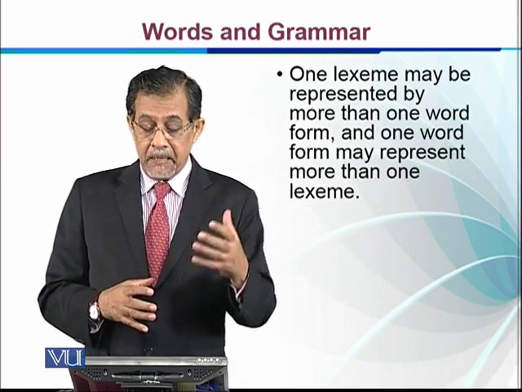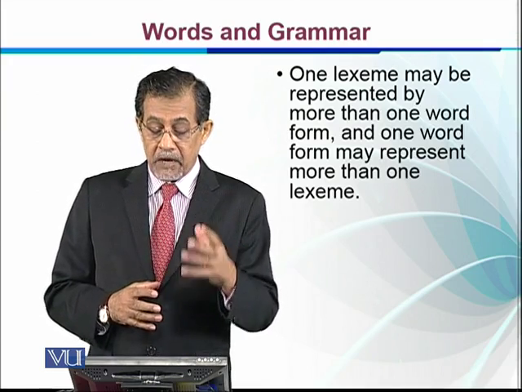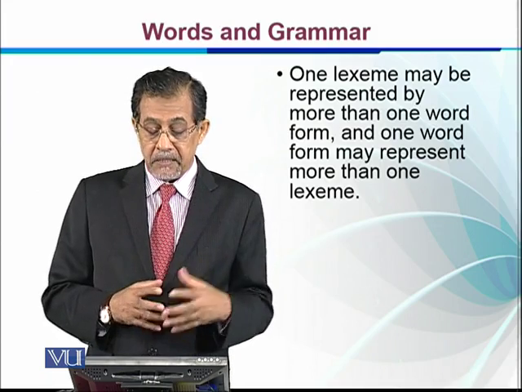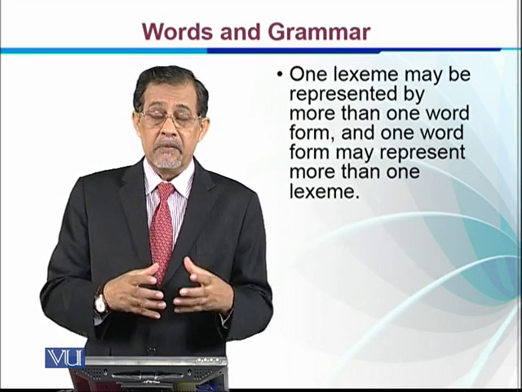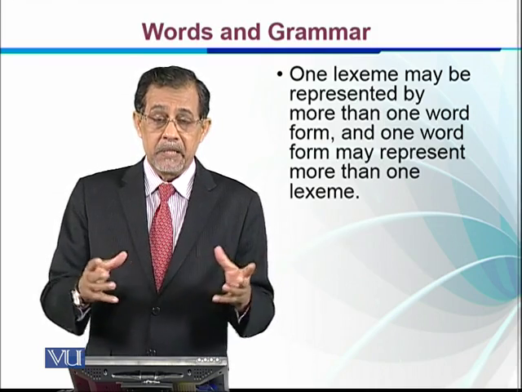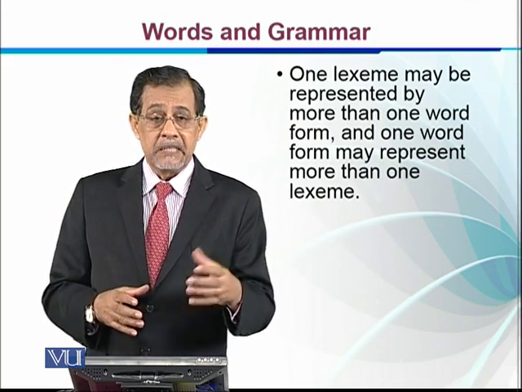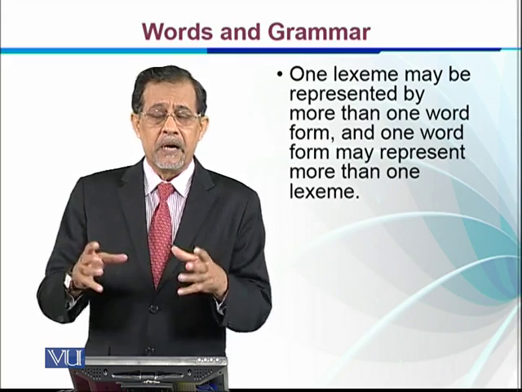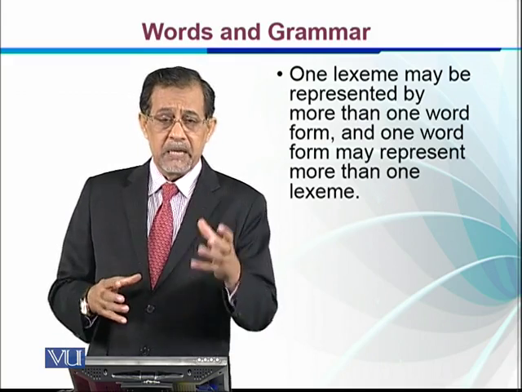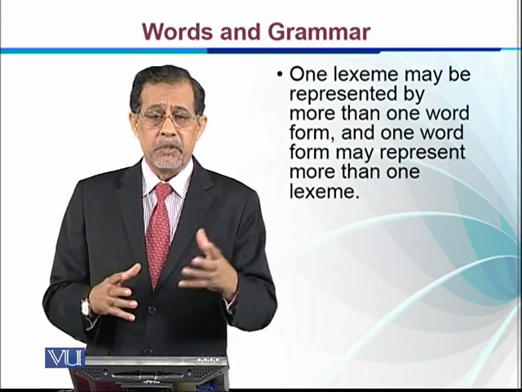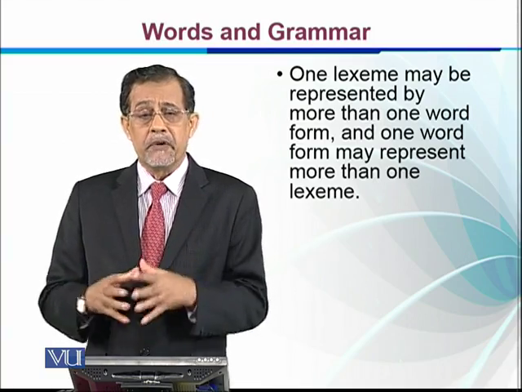One lexeme may be represented by more than one word form, and one word form may be represented by more than one lexeme. In case of row, you have seen that the word is the same, but they are two different lexemes. And we have seen that perform is the lexeme and perform, performs, performed are its word forms. So this is something about the grammar of the words. How do we know that a certain word is a lexeme and certain words are forms of a lexeme?